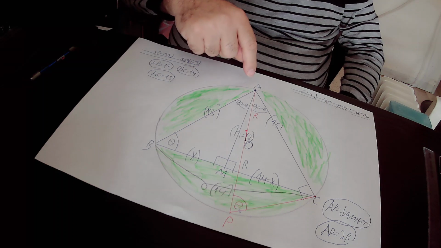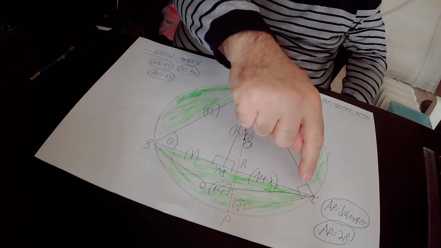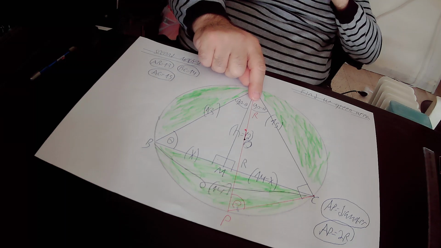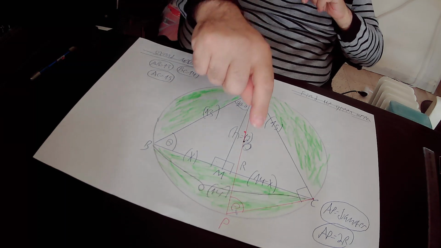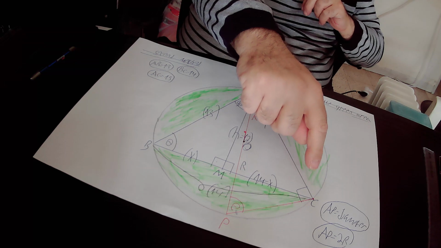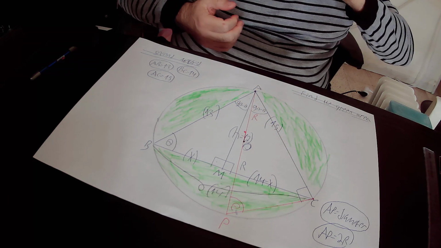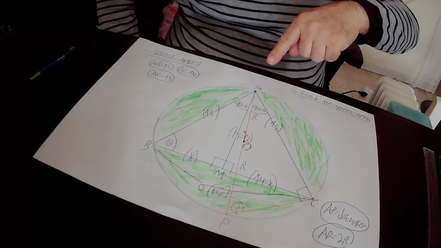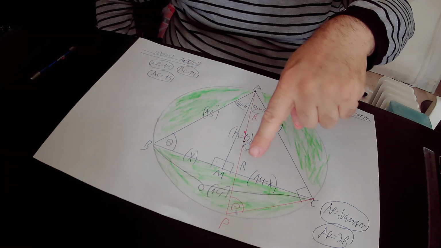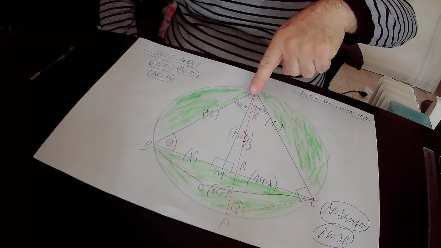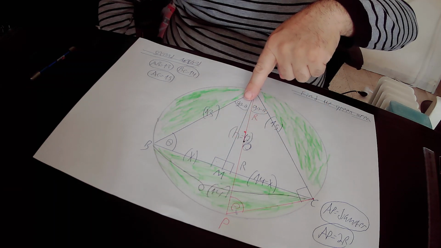In the right triangle APC, this angle equals theta. This angle equals 90 degrees, therefore the missing angle here must be equal to 90 degrees minus theta. Why? Because 90 degrees minus theta plus theta is 90 degrees, and 90 degrees plus 90 degrees is equal to 180 degrees. That is the sum of the angles in a triangle. Likewise, in the right triangle ABM, this angle equals theta, this angle equals 90 degrees, therefore the missing angle must be equal to 90 degrees minus theta.